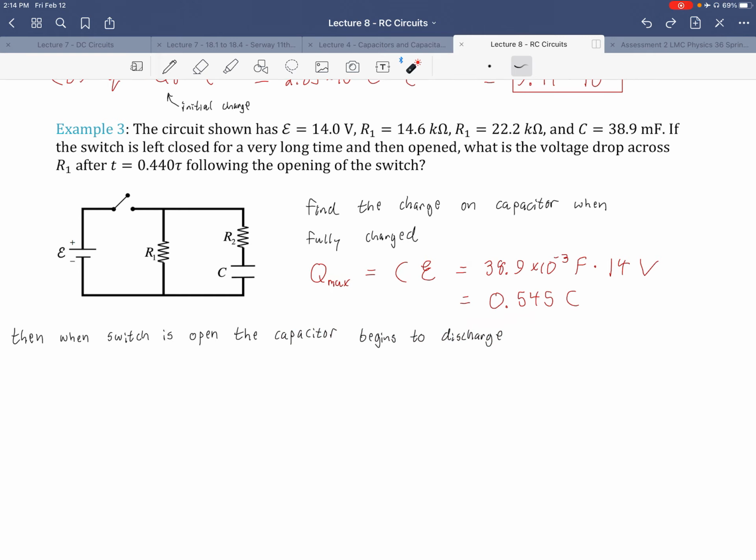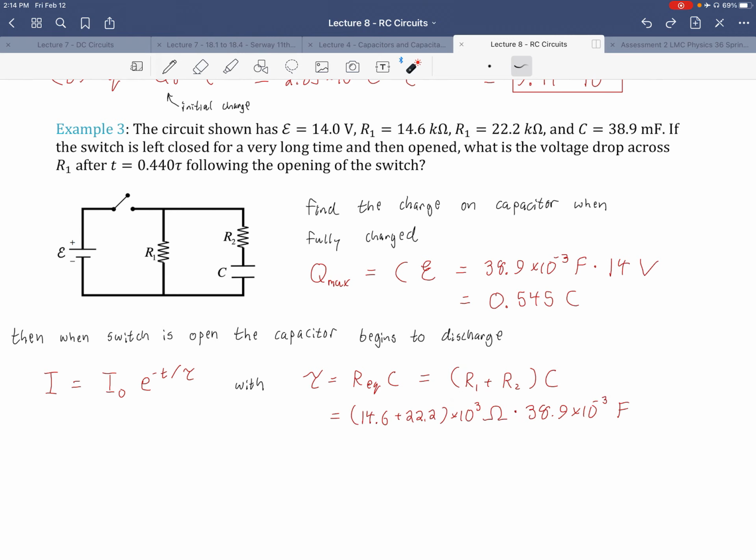Then, when the switch is open, the capacitor begins to discharge. Now, it will discharge through both resistors, which means we need to find the equivalent resistance. Here's going to be the form of the exponentially decaying current. Tau is going to be R equivalent times capacitance. Since our two resistors are in series, R equivalent is simply the sum of R1 and R2. When we plug everything in, we end up finding a time constant of 1,430 seconds, a very long time constant. This is a type of capacitor that holds a charge for a while.